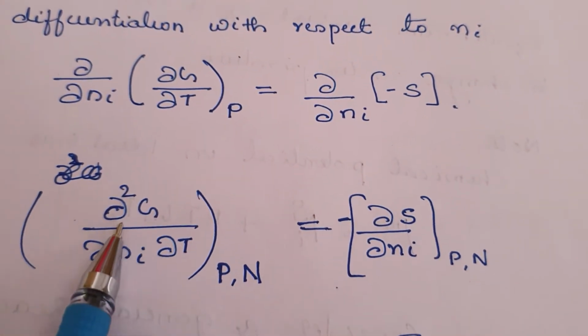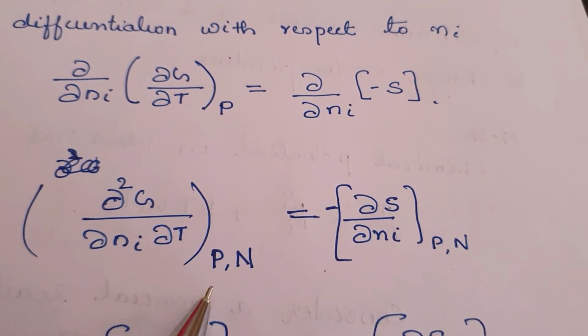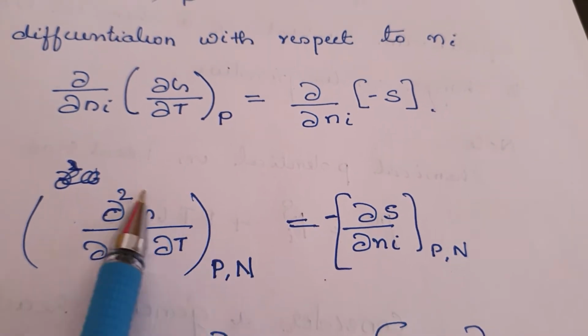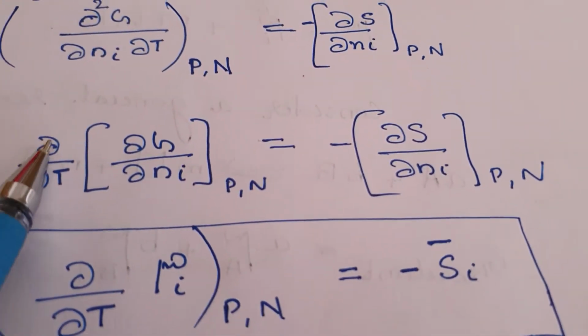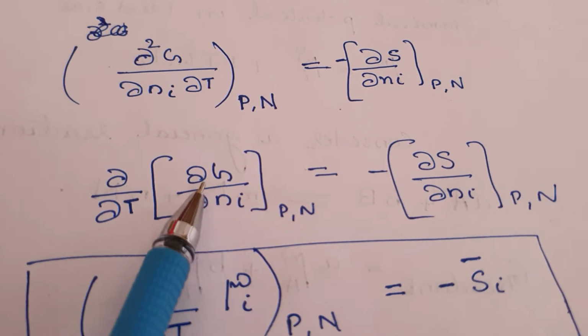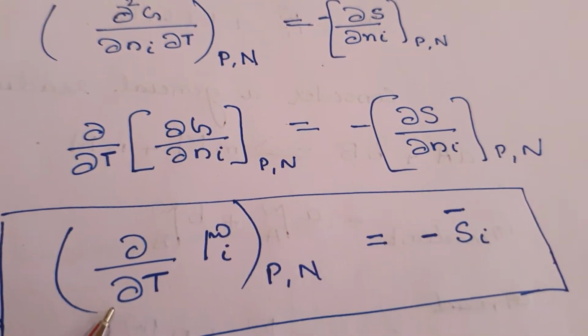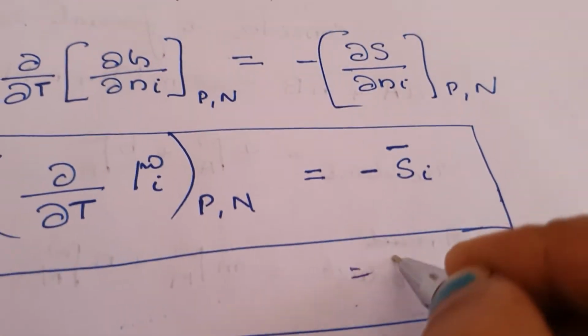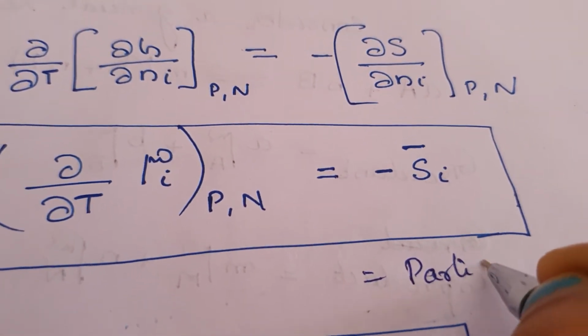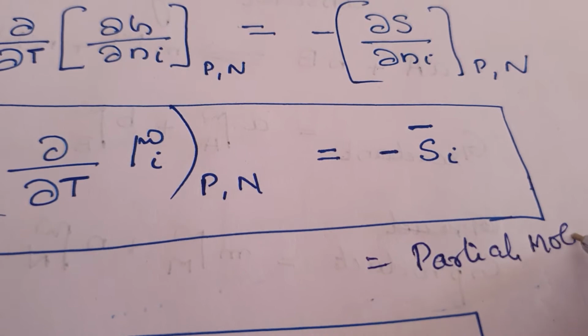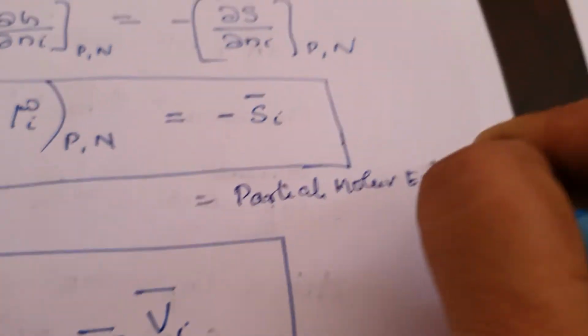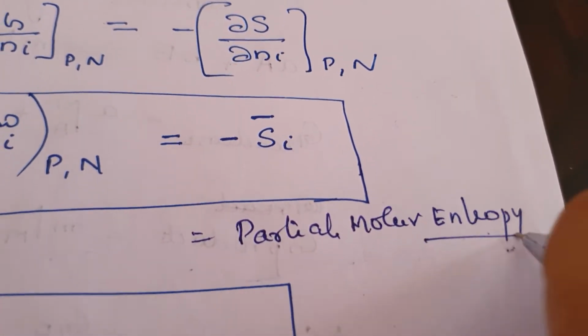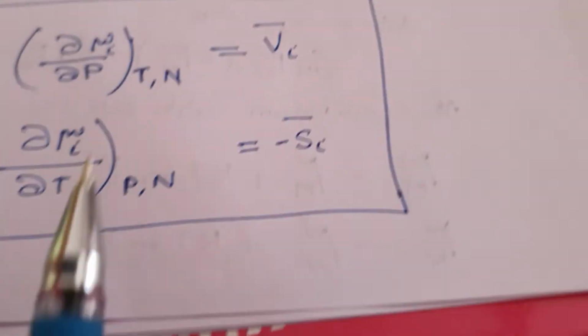Now again here it is ∂G/∂Ni at constant T, P and N, and this you can also write as ∂/∂T of (∂G/∂Ni). So we can write ∂μi/∂T, and this is equal to the negative partial molar entropy.